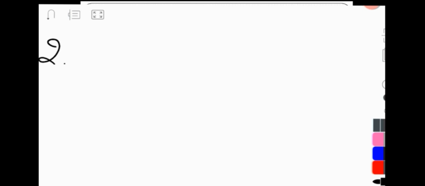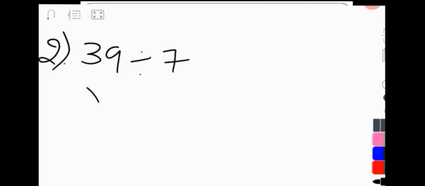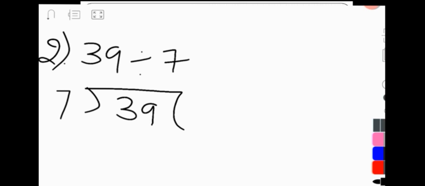Let us take 39 divided by 7. Again we are dividing, so first we'll make a home, and the dividend here is 39. So I will write 39 inside the home, and outside the home I will write the divisor 7.